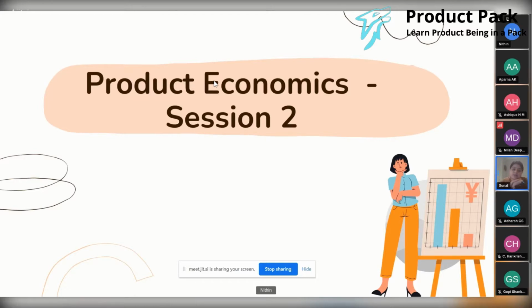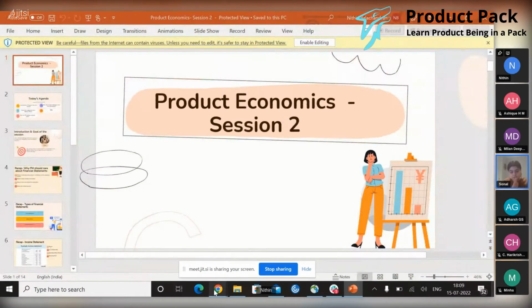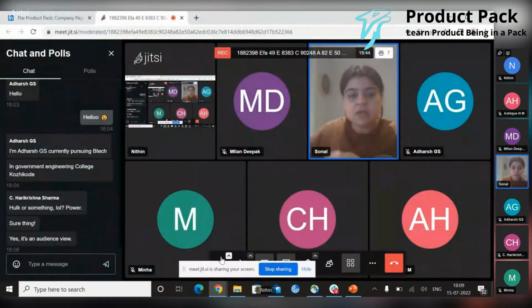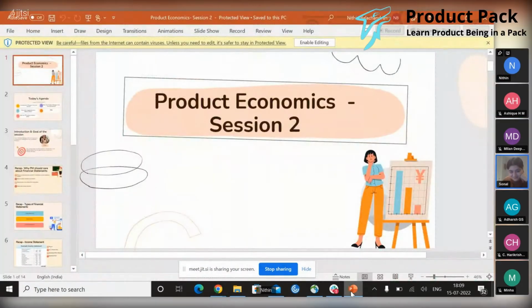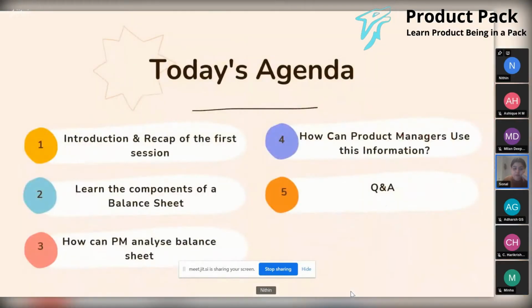And then we will be discussing the components of a balance sheet. This is handy, doesn't matter if you're a PM or not. You could be starting your own business, but it's very basic information that you will need to know. We will talk about how a PM can analyze a balance sheet and how a product manager can then use this information. And after that, if you and I are still awake, we will go through questions together. All right. So next slide, please, Nathan.